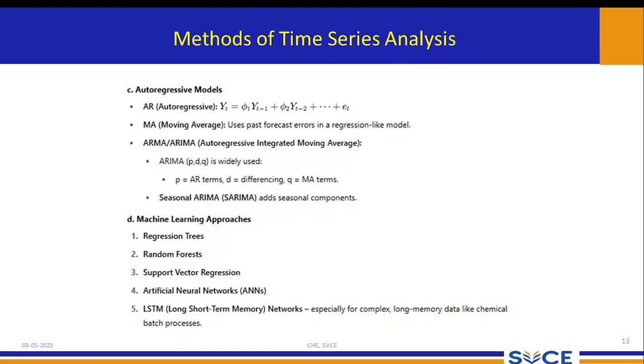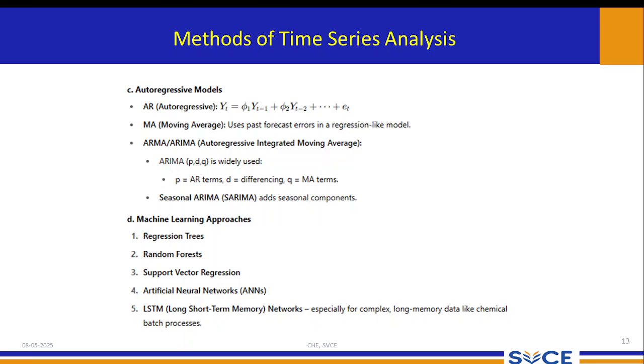So machine learning approaches you know already: regression tree, random forest, support vector machine regression, artificial neural network, and long short-term memory network. This LSTM is especially used for complex problems with long memory data, like a chemical batch process. Coming to the auto-regressive model, we have auto-regressive, moving average, and auto-regressive integrated moving average.